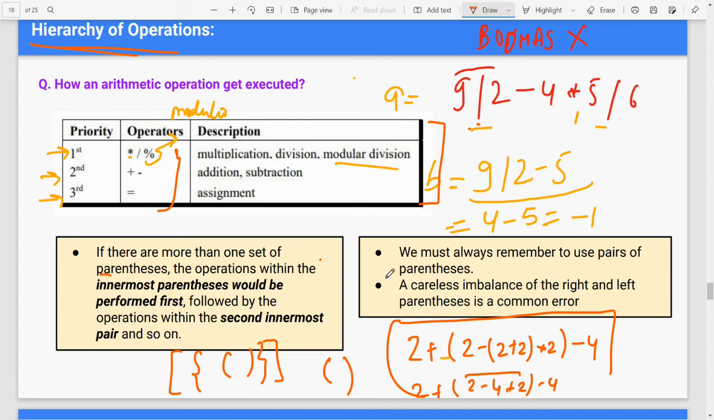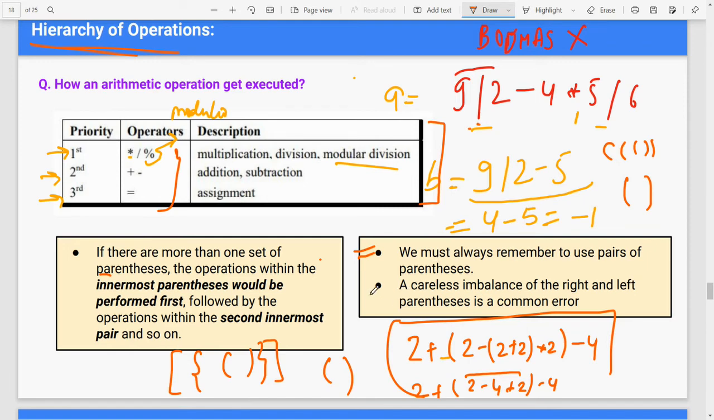Second thing is that we must always remember to use pairs of parentheses. Whenever you're writing a program, don't open a bracket, then go on closing brackets, and somewhere forget to close the third bracket. These types of things will throw an error. When you do not close the parentheses, you will get an error while writing the code. So when you initialize a bracket, don't forget to close it, because it will give you an error.